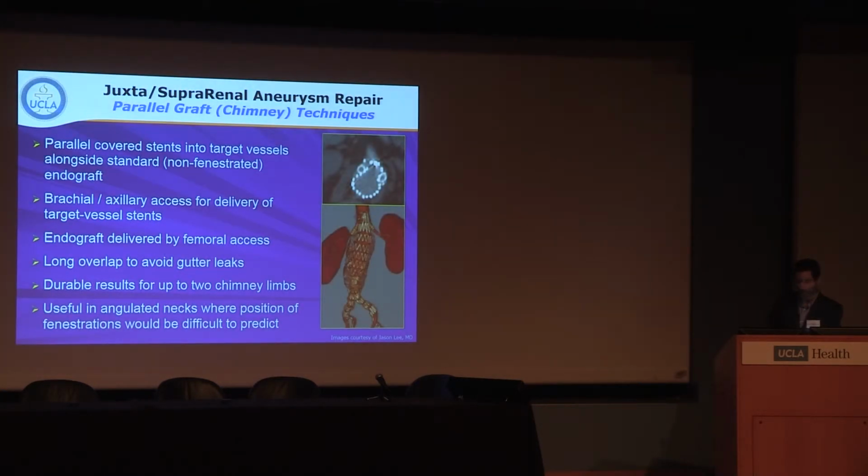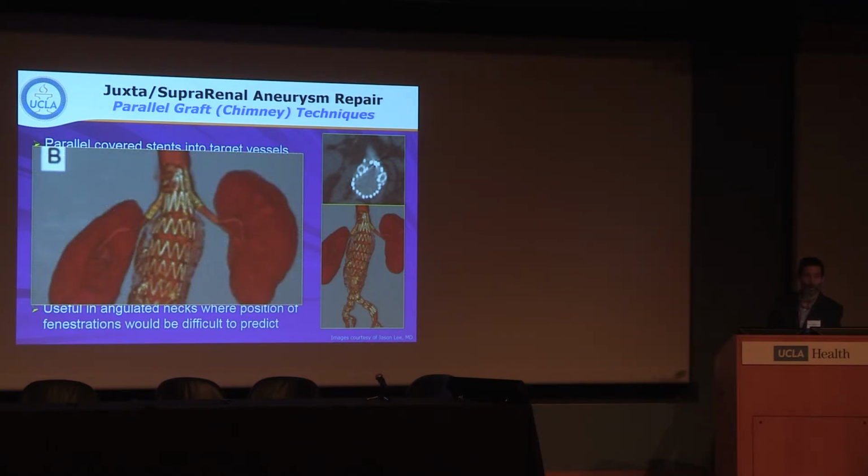So the other technique that many have used is the parallel graft or chimney approach. The technique here essentially involves using a non-fenestrated or non-scalloped endograft, so a tube graft placed within the aorta, while you bring catheters from the arm or axillary access into the renal arteries to deploy a covered stent alongside this tube graft. So you see the configuration here with the tube graft in the infrarenal aorta, and then these chimneys or parallel grafts alongside of it.